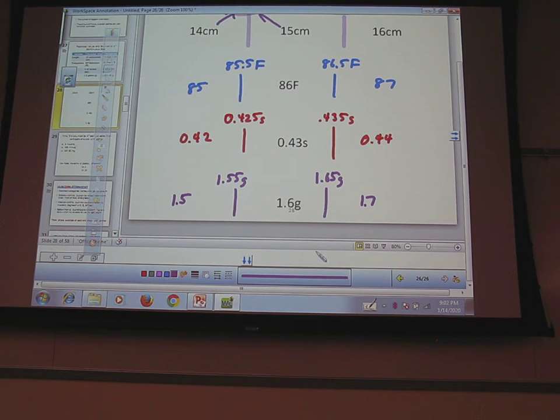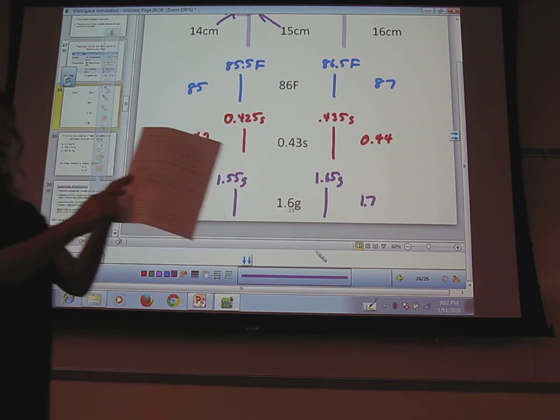So why don't you guys do exercises A, B, and C right down here towards the bottom of the page.